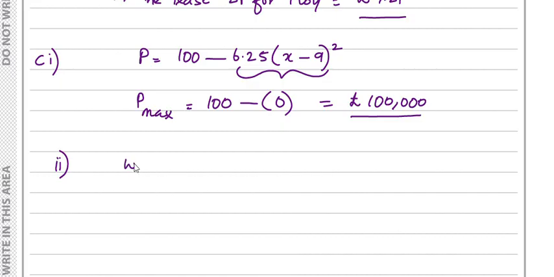So we need to write this as when (x − 9) whole square is equal to 0. x is equal to 9. So therefore, that price will be £9.